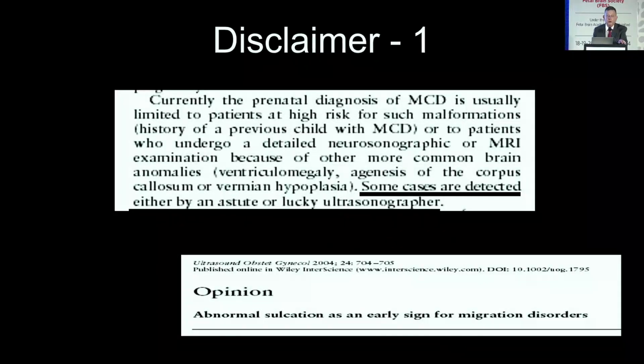Okay, we need to have some disclaimers. In most of the cases, we were not able to diagnose this kind of malformation because many of them are not seen early in pregnancy. So in some cases, if you are very astute or have a lot of luck, you will be able to make some diagnosis, not all of them.